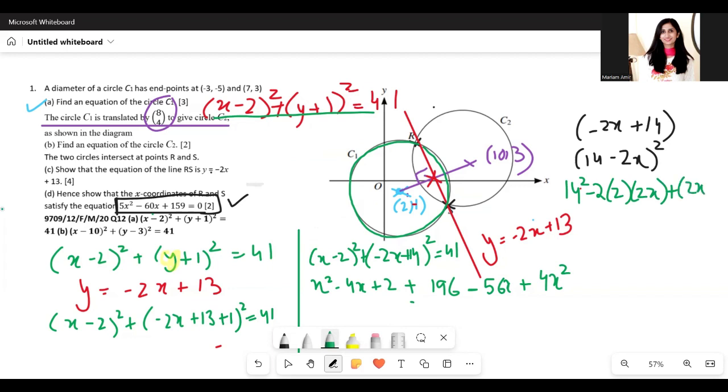Some of you end up making this blunder that you take a negative sign over here. This is absolutely incorrect. There is no negative sign in this formula other than here. Okay. And now this would be equal to 41. Rearrange, you get 5x squared minus 60x. And I'm sorry, this was supposed to be 4, not 2. Okay. And then we have 196 plus 4 minus 41, which gives us 159 equals 0. And we got the required quadratic equation.